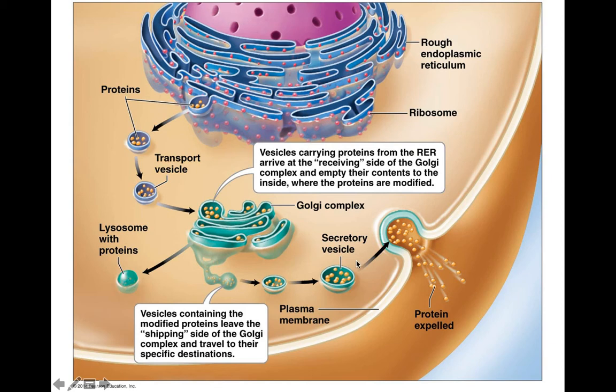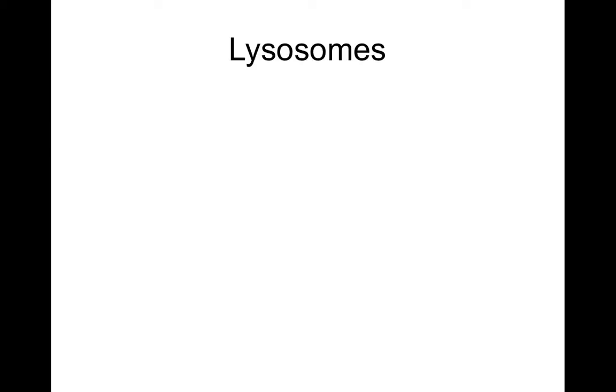And in most cases, they will come out here and become a secretory vesicle, where the external portion of the membrane that budded out from the Golgi will then become part of the cell membrane, and the protein products are then released from the cell.